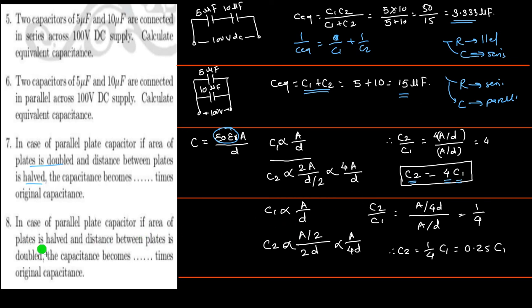Similarly, if the plate area is halved and the distance between the plates is doubled, what will happen? Area is halved, so A by 2, and the distance between the plates is doubled. So the new capacitance will be 1/4 times C1. So that is solved over here.